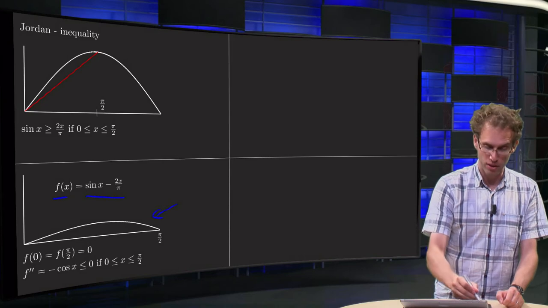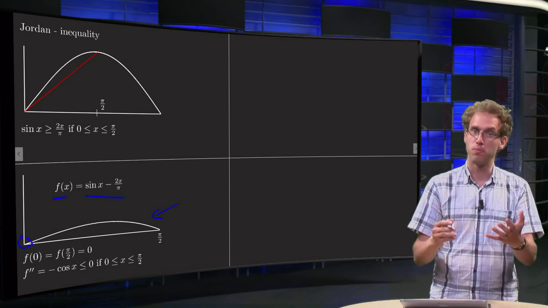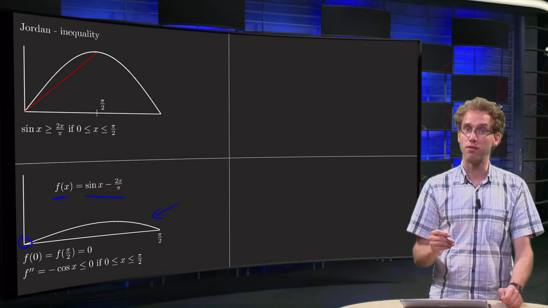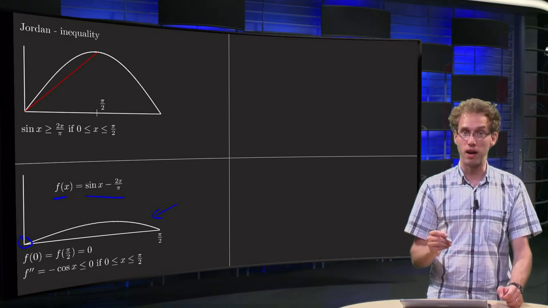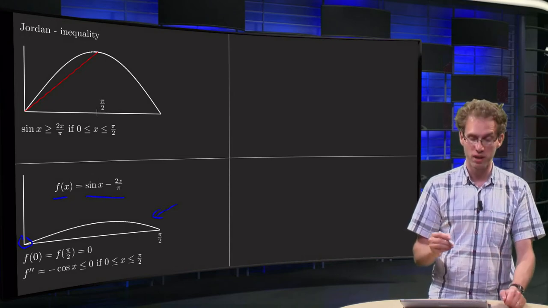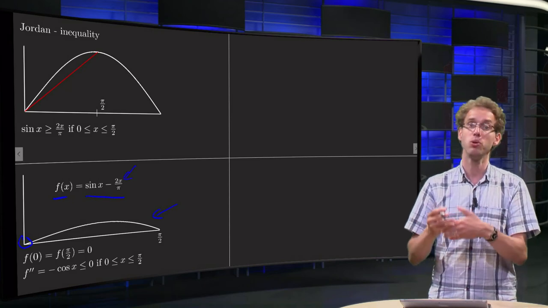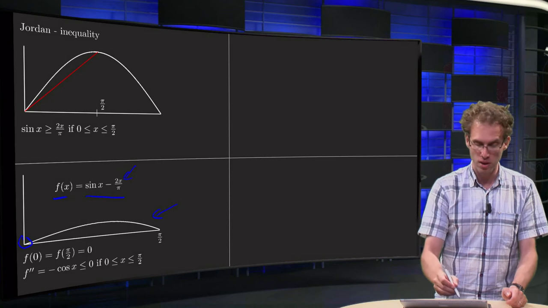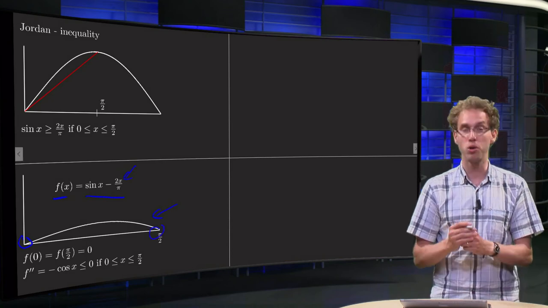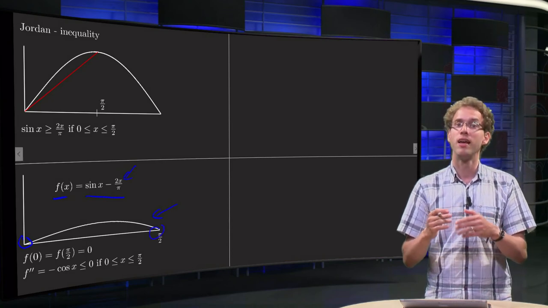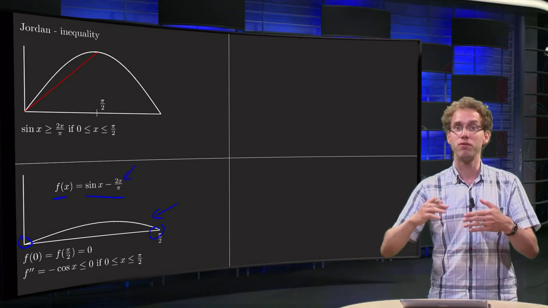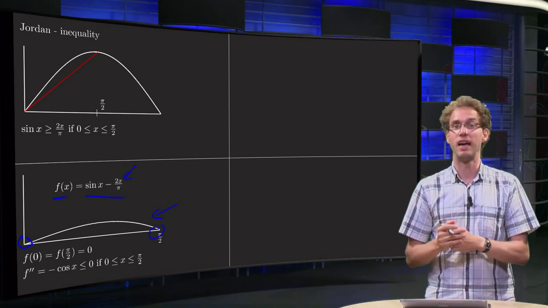Furthermore, we know f of 0 equals 0. That's obvious: plug in 0 in f of x. And we also see that at pi over 2, the sine of pi over 2 equals 1. And if you plug in pi over 2 into the other term, we get 2 over pi times pi over 2 equals 1. So 1 minus 1 equals 0. So f of pi over 2 is also equal to 0. Now I want to show that this graph is always above the x-axis.